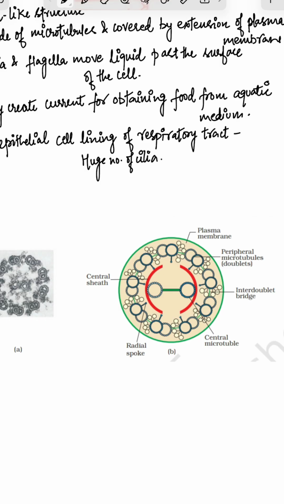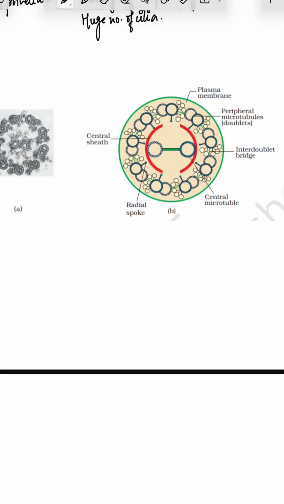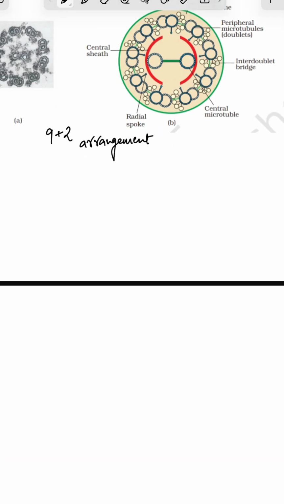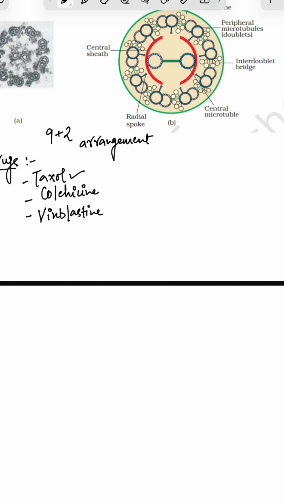The arrangement in this diagram is 9 plus 2: 2 in the middle, 9 pairs around it. So around the central sheath you can see the 9 plus 2 arrangement. If a microtubule is affected, then they get damaged. These are the drugs that majorly affect the microtubules: Taxol, colchicine and vinblastine. These are also very important from an exam point of view. Next, we will study the microfilaments.